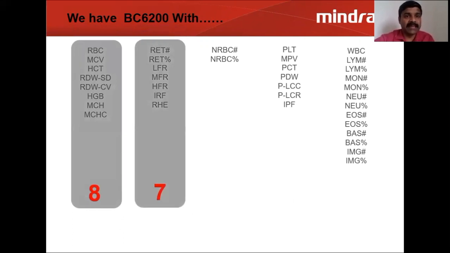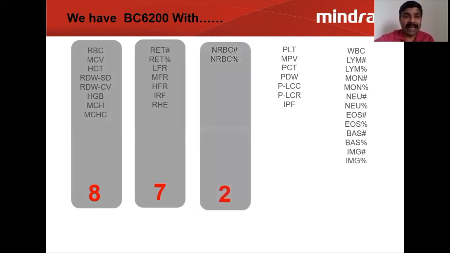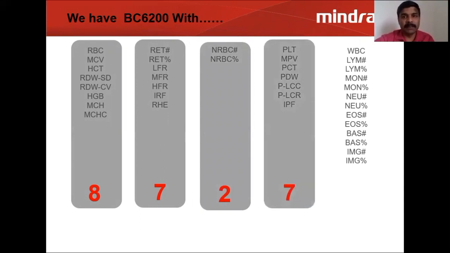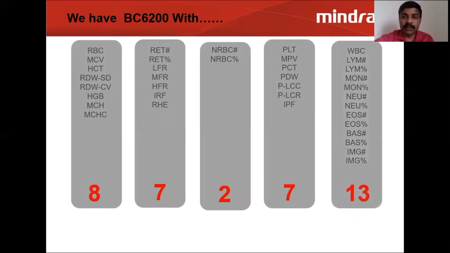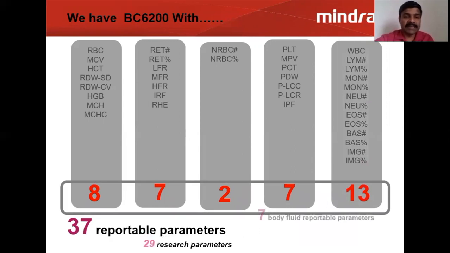You can see many parameters like the RBC profile. You can see the reticulocyte profile, where you get the grading of the retics, and you are also able to get the immature reticulocyte fraction. Now we also have a directly measured NRBC, and we have a platelet profile with IPF, the immature platelet fraction. And in the WBC line, we have added the new parameter of immature granulocytes, which is reported. So you can see some 37 reportable parameters we have, and we have 29 research parameters.